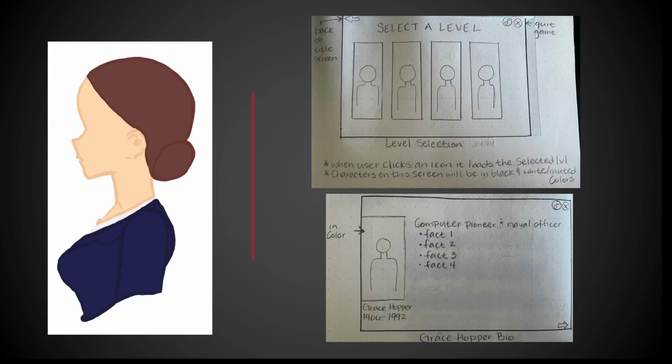Here's an example of some of the planning that I've done so far. On the right are some of my storyboard images. I hand drew these in a journal of mine, and the top one shows what the level selection screen will look like for users very loosely, and the bottom is an example of what the biography screen shown at the end of a level will look like. The picture with the little stick figure on the bottom image will be replaced by the image on the left, which is a silhouette of Grace Hopper that I drew.